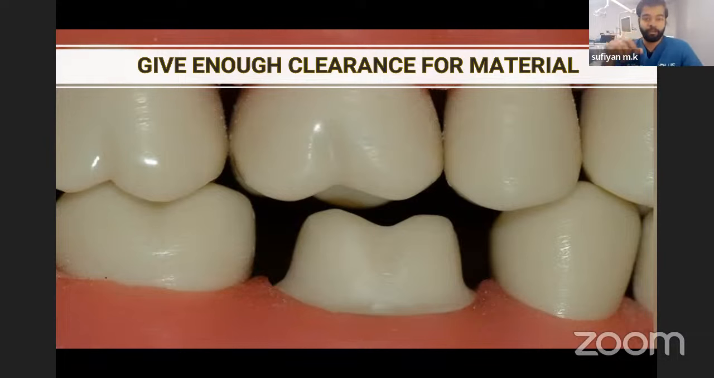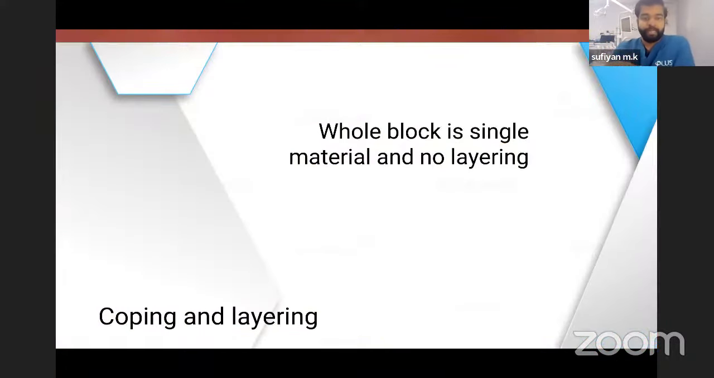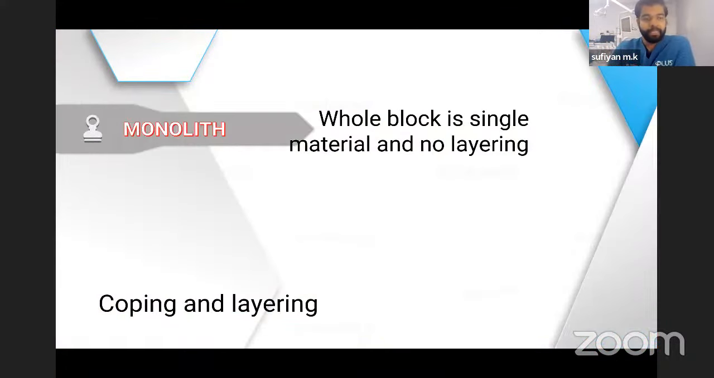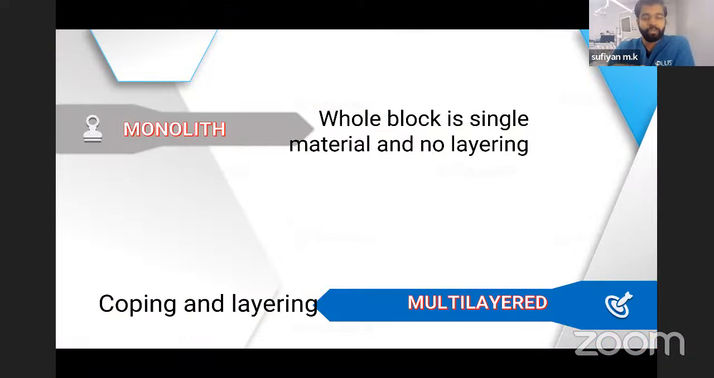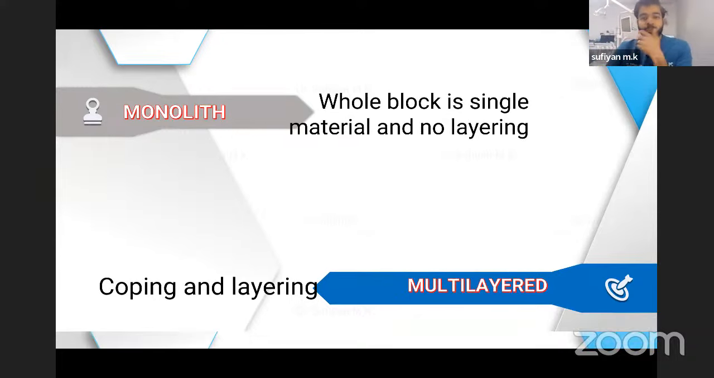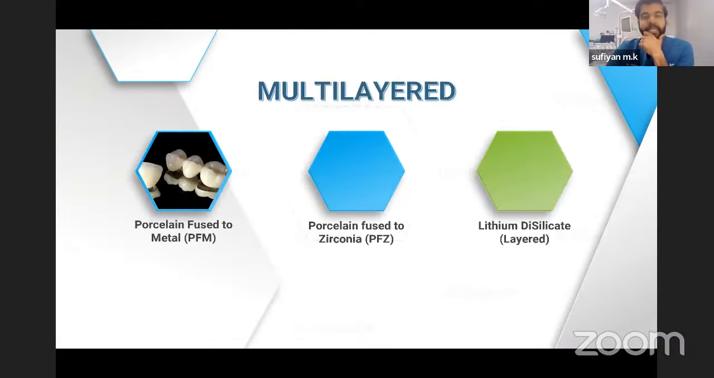is having. So you should decide whether the material is a monolith material or a multi-layered material. Monolith is nothing but a restoration which is made of a single block, and multi-layered is nothing but a coping and a layer, right? So based on this material selection for the final restoration, you will do a reduction of the crown.